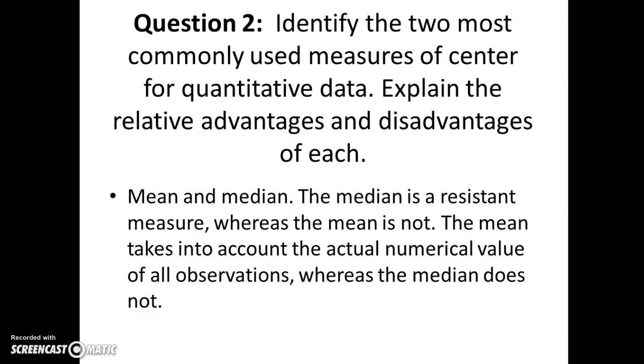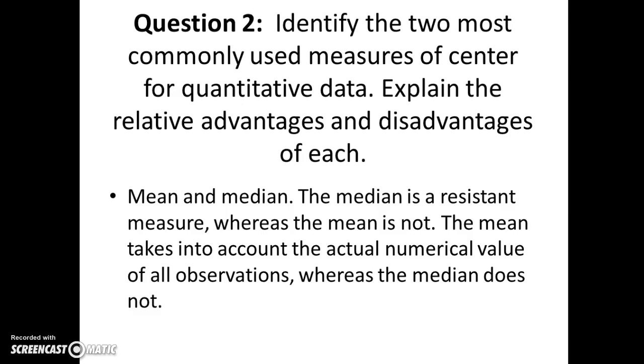Question 2. Identify the two most commonly used measures of center for quantitative data, which talks about the numbers, and explain the relative advantages and disadvantages. So we use mean and median if it's quantitative data, because quantitative data has numbers, and we'll find the mean and median by using the numbers.